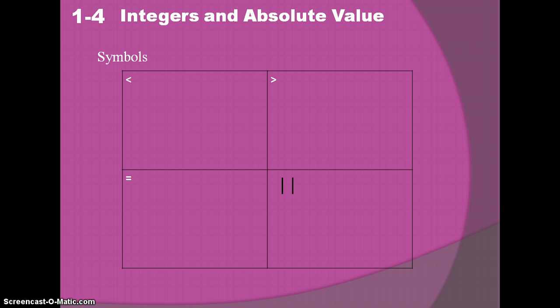On the symbol chart, I'd like you to fill in what each one stands for. The top left corner is less than. The top right corner, greater than. The bottom left corner, equal to. And the bottom right corner is a brand new one, absolute value.